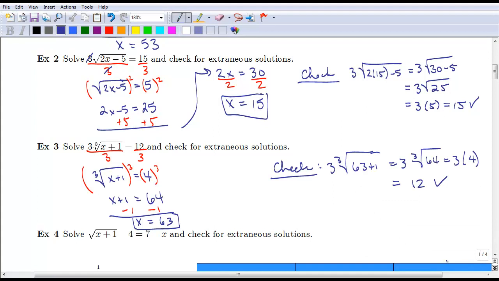So in this case, you should have gotten that x was equal to 63, and if you go through and check to make sure it works, it does work out, so we're good. Our answer is x equals 63.